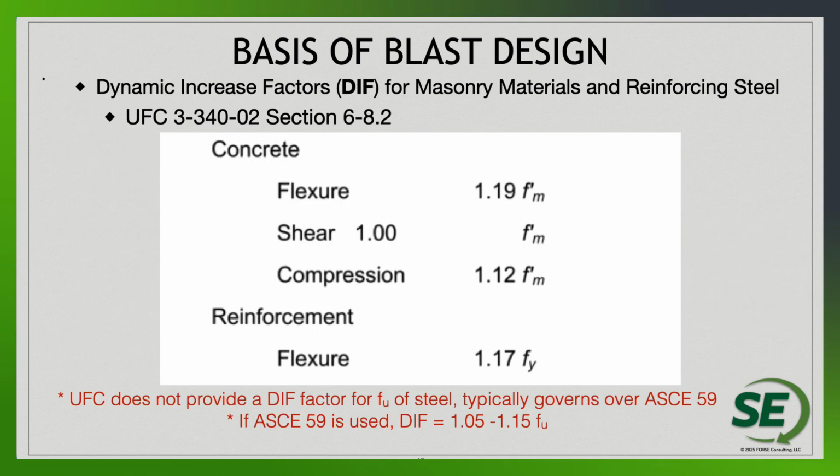The concrete masonry has higher dynamic strength in both flexure and compression, so we apply DIF factors of 1.19 and 1.12 in compression, respectively. For shear, that factor is usually 1, and reinforcing steel gets a DIF factor of 1.17 for FY for yield strength. UFC does not really give a DIF factor for FU. And I think that's because we don't really rely on FU for blast, because ductility is just more important. But if you ever need to reference this factor, ASCE 59 allows for a factor of 1.05 to 1.15.